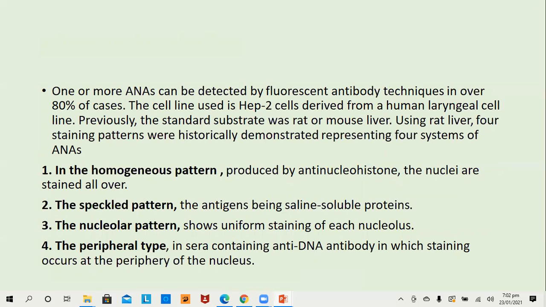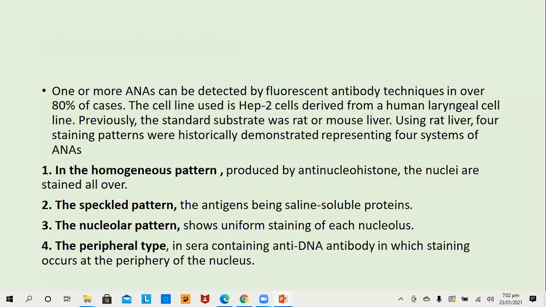One or more anti-nuclear antibodies can be detected by fluorescent antibody techniques in over 80% of the cases of SLE. The cell line used nowadays is HEp-2 cells, derived from a human laryngeal cell line. Previously, the standard substrate was rat or mouse liver. Using rat liver, 4 staining patterns were historically demonstrated and represented the 4 types of anti-nuclear antibodies. The most common is the homogeneous pattern produced by anti-nucleohistones. The nucleus is stained all over.